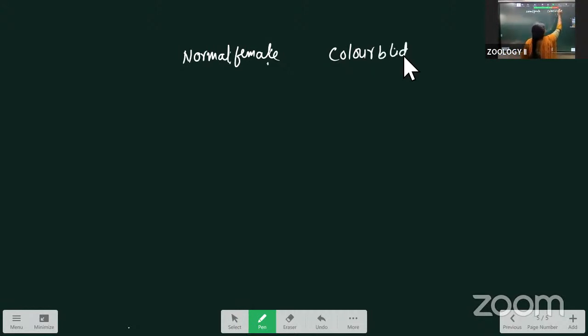Here the first is the normal female. This table is very, very important. Next, we are taking color blind, or you can take hemophilia or DMD, anything. Anyone you take, that is color blind. Color blind male.